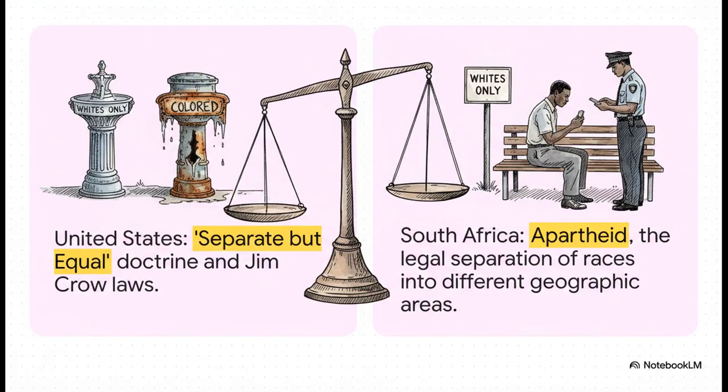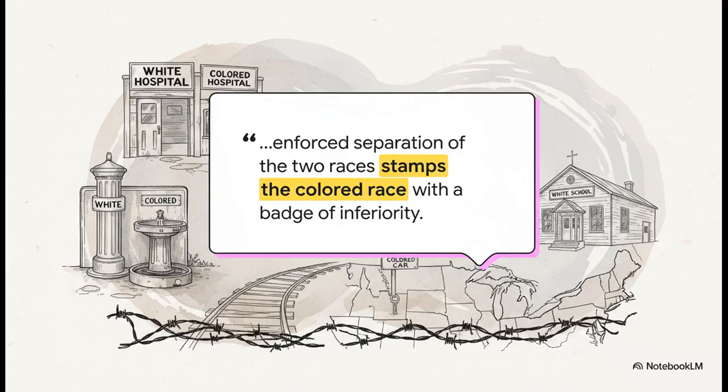So, in the US, the policy was legally justified by the phrase "separate but equal," which became the basis for Jim Crow laws. In South Africa, they just called it apartheid. The names were different, sure, but the goal was exactly the same: use the law to create and enforce a geography of racial separation. This quote here is from the Supreme Court case Plessy versus Ferguson.